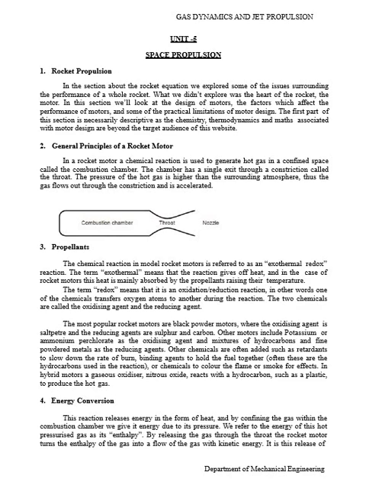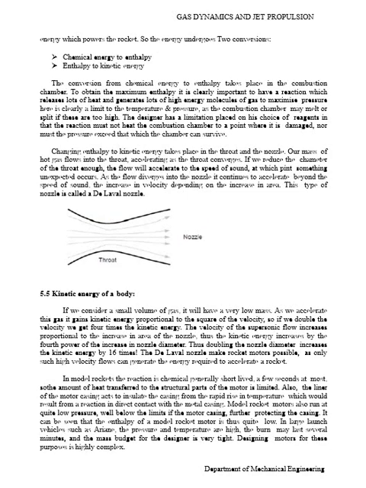Energy conversion. This reaction releases energy in the form of heat, and by confining the gas within the combustion chamber, we give it energy due to its pressure. We refer to the energy of this hot pressurized gas as enthalpy. By releasing the gas through the throat, the rocket motor converts the enthalpy of the gas into the kinetic energy of the gas flow. It is this release of energy which powers the rocket. So the energy undergoes two conversions: chemical energy to enthalpy to kinetic energy.